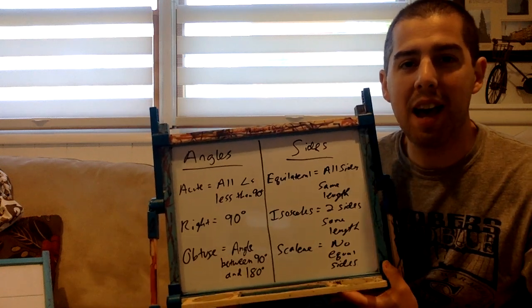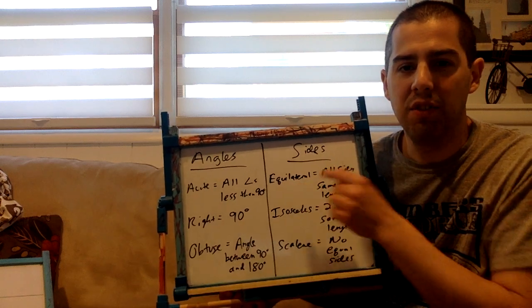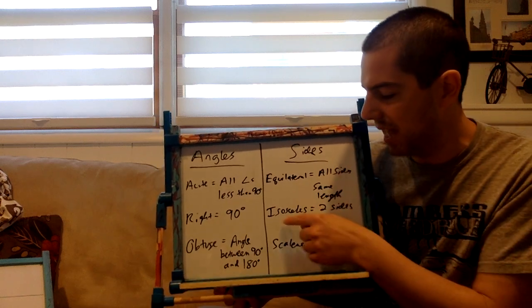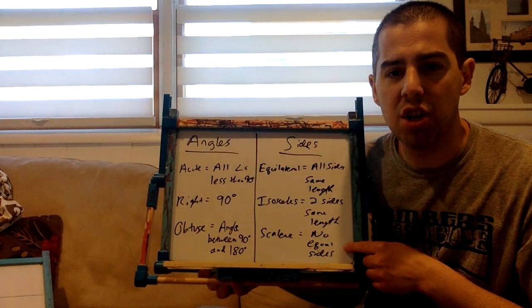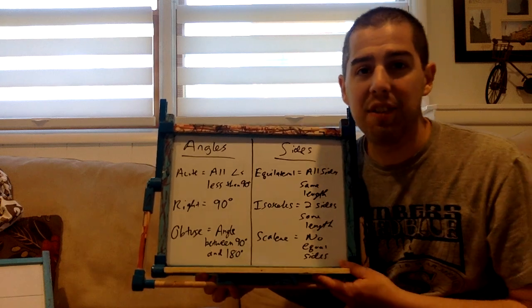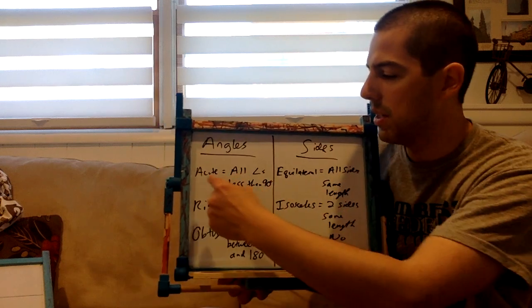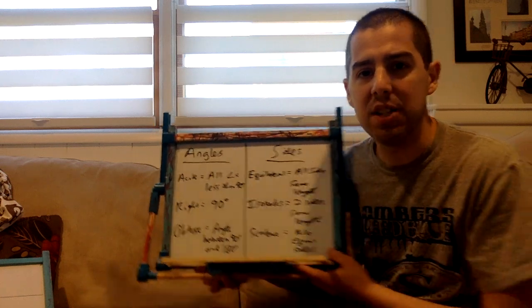Now, what about the sides? If all of the sides are the same, it's an equilateral. If two of the sides are the same, it's isosceles. And if none of the sides are equal, that's scalene. When you're classifying a triangle, you're going to use one of these words and one of these words.